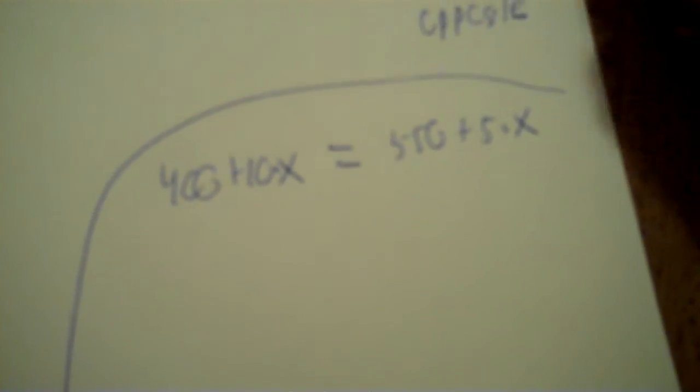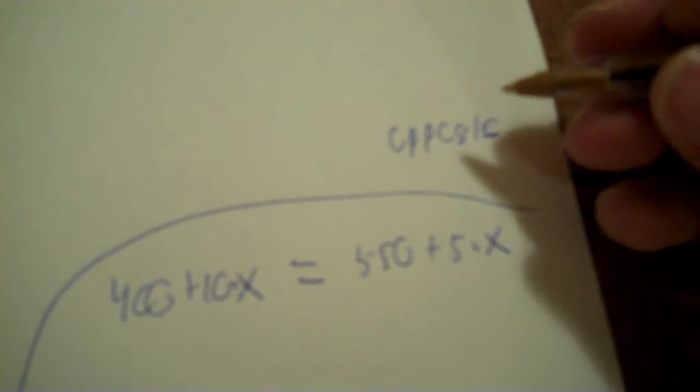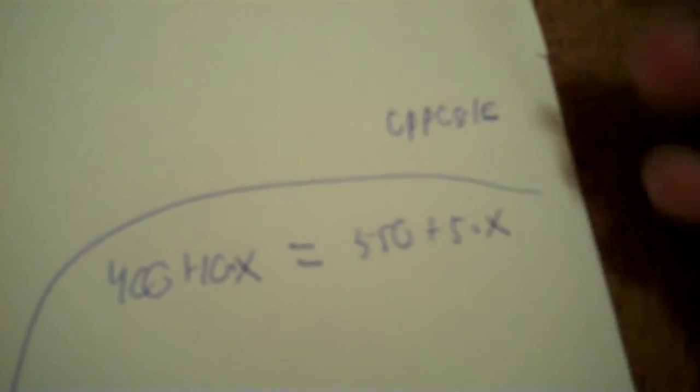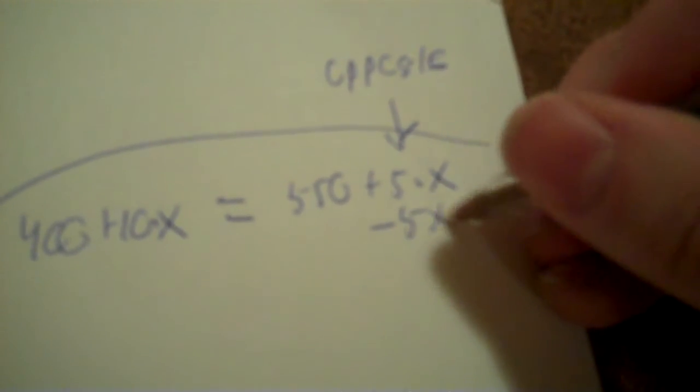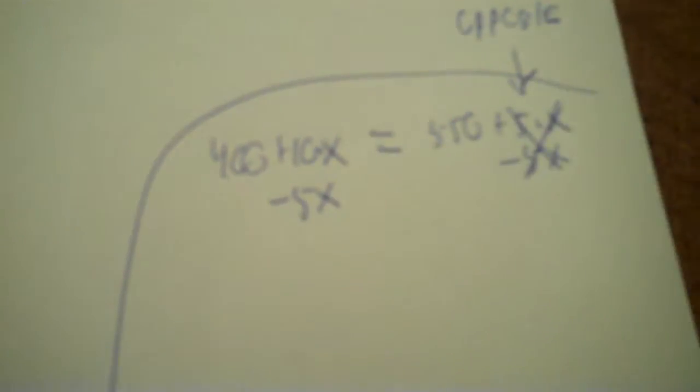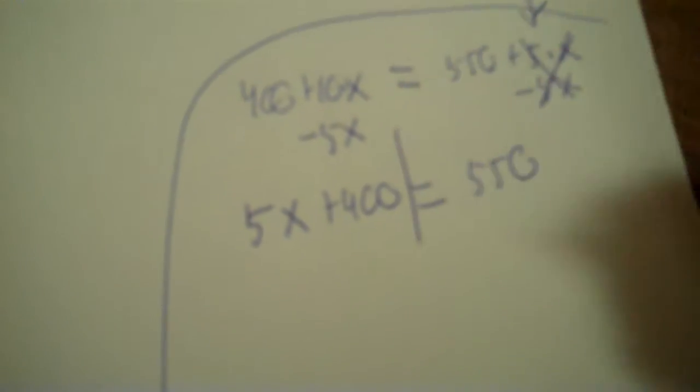Now, you got X's on opposite sides. Pick one of them. I don't care which one. On a story problem, I'd go with the smaller one. So I'd minus 5X. Then I minus 5X from the 10X. So I put X down first, 10 minus 5 is 5, and then add the 400 that's over there. Then you got 550. Now you solve it, okay?